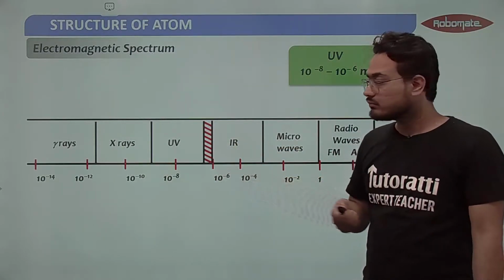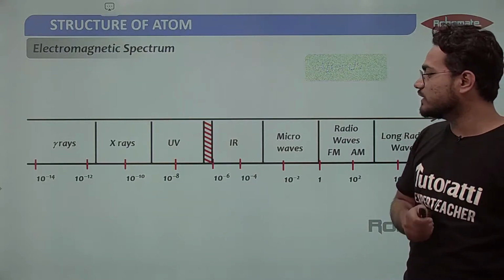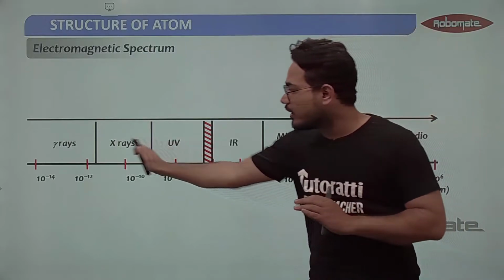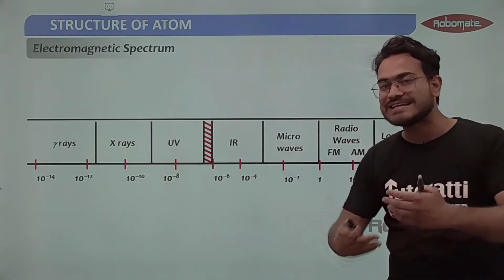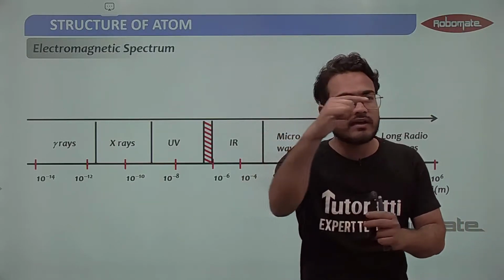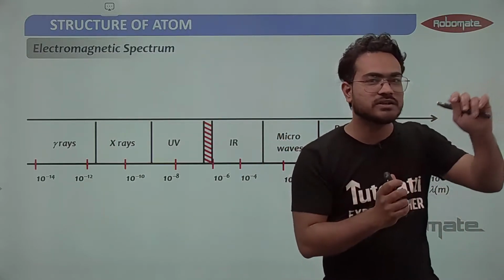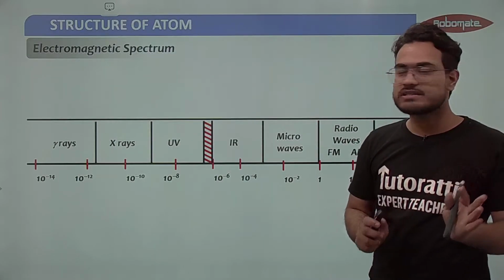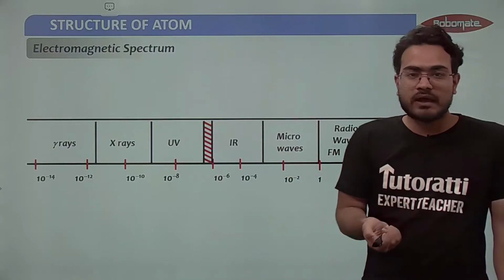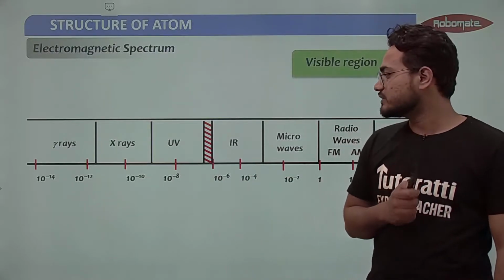And what is this red region? This red region is the region where we can actually see the light, because in all those regions, gamma rays, X-rays, UV rays, you cannot see those. You cannot see that the X-ray is going on and catch it. No, it is not like that. You can only see the light in this region, which is rightly called the visible region.